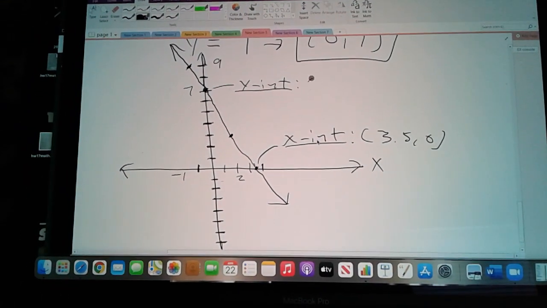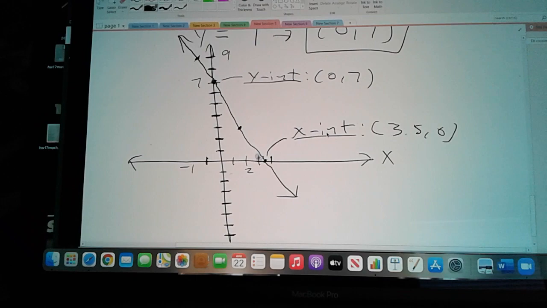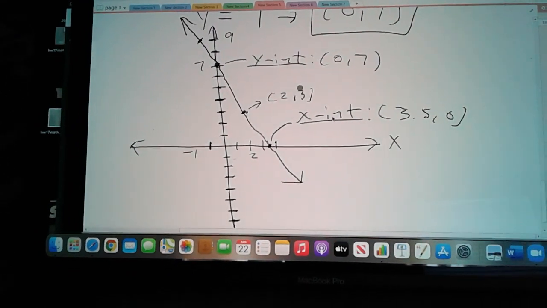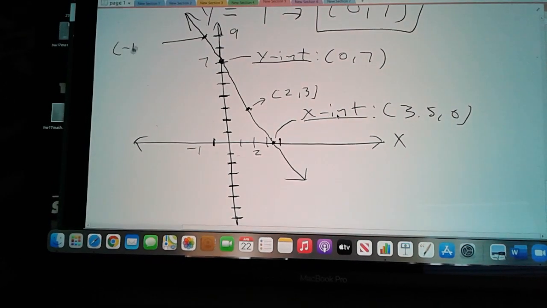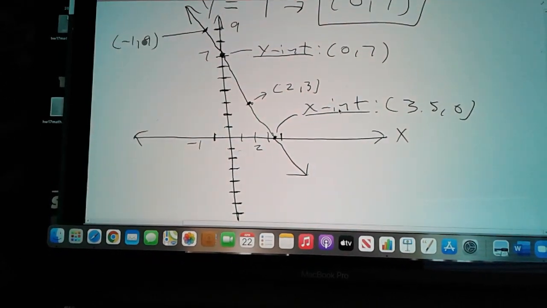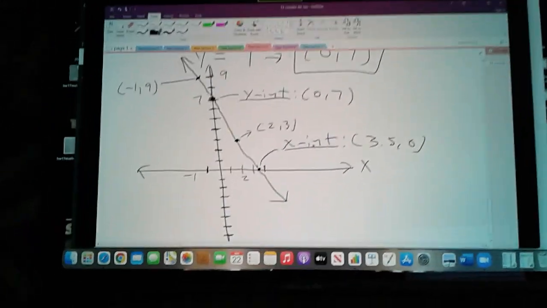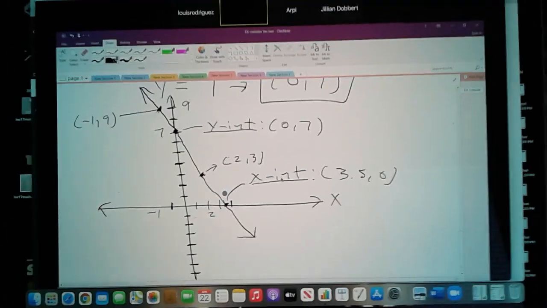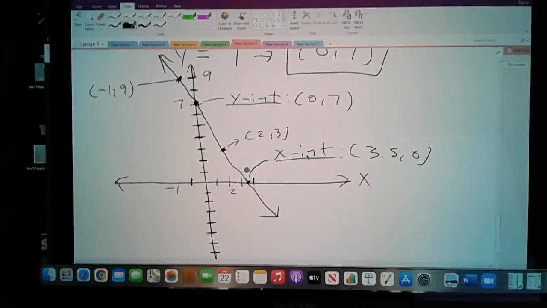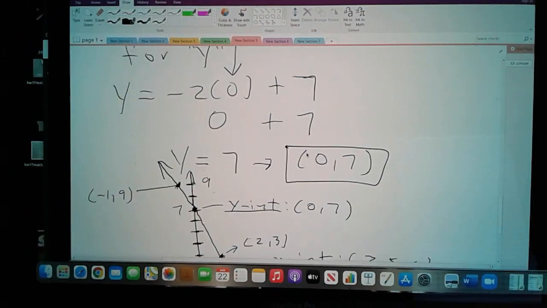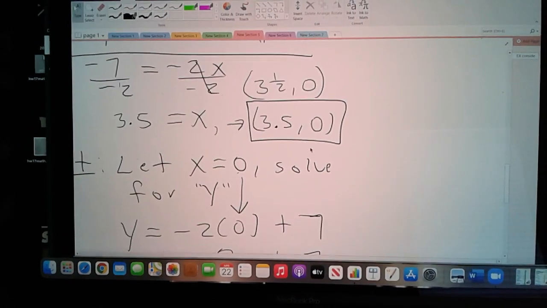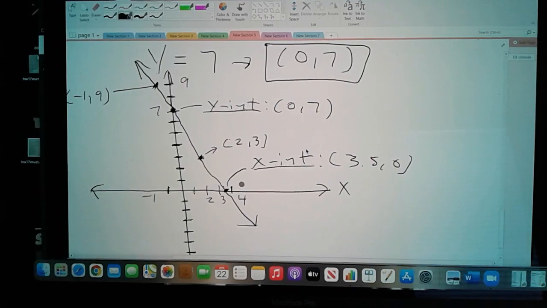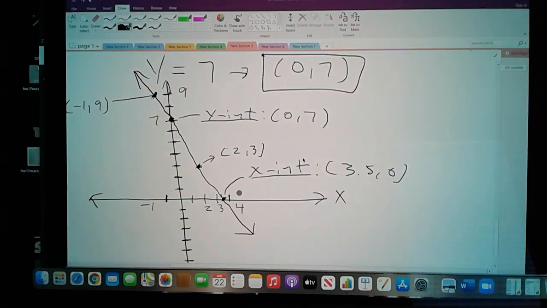Here's the y-intercept, 0, 7. And this is the point 2, 3 that was given to us in the problem. And this is the point negative 1, 9, which was given to us. So here are all 4 points. As you can see, you have the idea of what this looks like. They all lie on the same line. Okay, so 0, 7, 3.5, 0. I labeled them. Any questions?